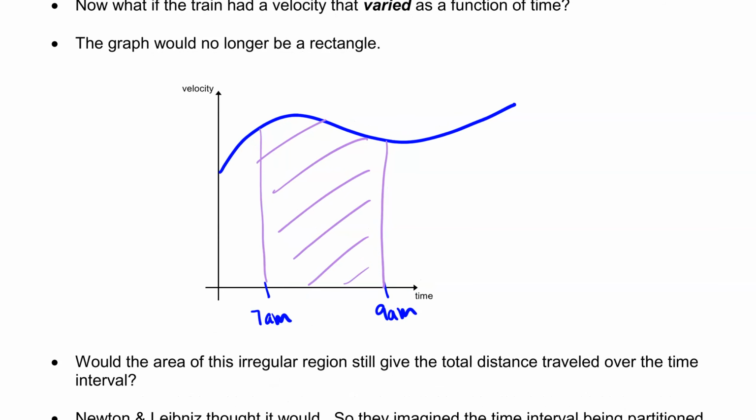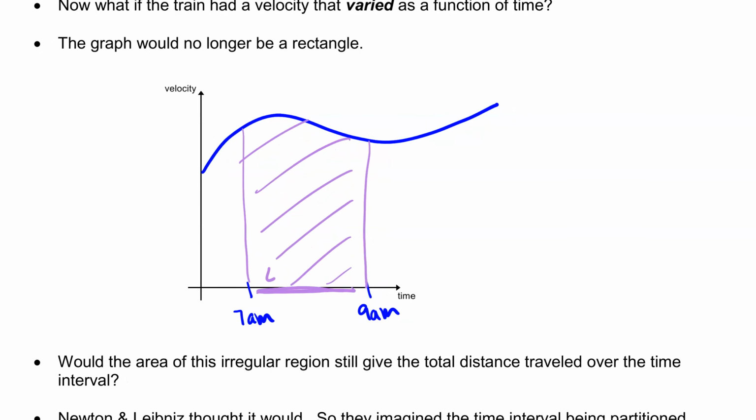But what I'm trying to do, I know the area is going to be, let's see, this right here is my time. I should probably pick a different color when I'm doing this. Okay, so this portion is my time. The vertical is just representing my velocity. So would the area of this irregular region still give the total distance traveled? Yeah, the area will still tell you.